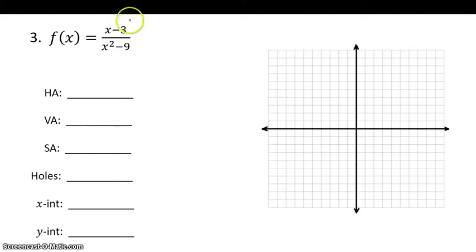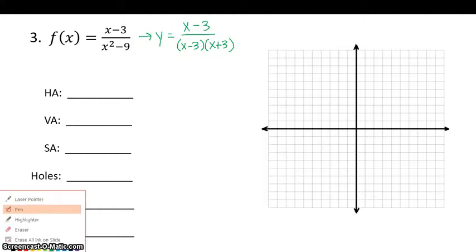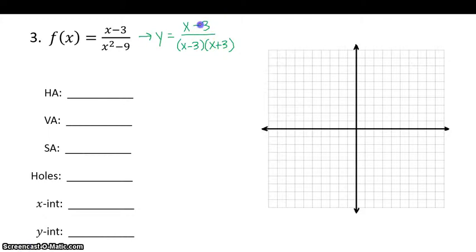Number 3. So we're going to factor. And you can replace f of x with the variable y. That just makes things easier. So then the bottom, you should have gotten x minus 3, x plus 3. So this time something does cancel. So what cancels is the x minus 3's. So then what's left over is y equals 1 all over x plus 3.